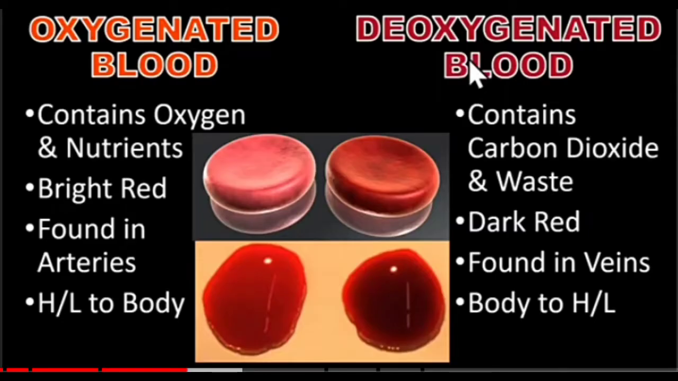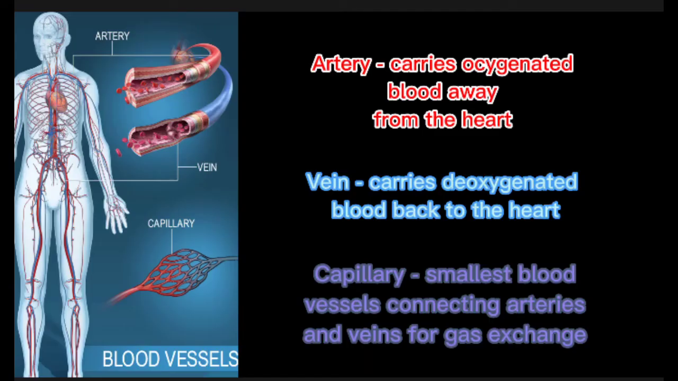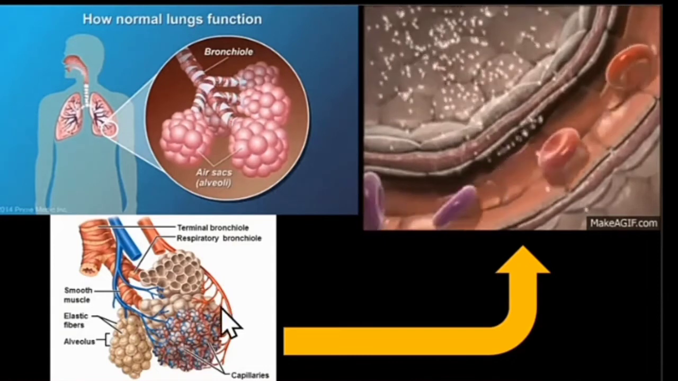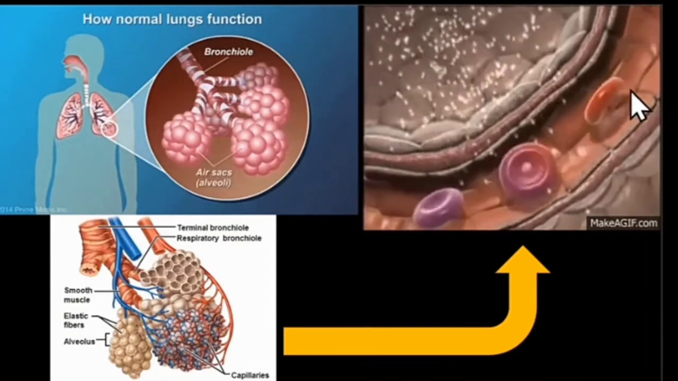Oxygenated blood contains oxygen and nutrients, is bright red in color, and is found in the arteries, while deoxygenated blood contains carbon dioxide waste, is dark red in color, and is found in veins. Arteries carry oxygenated blood away from the heart, veins carry deoxygenated blood back to the heart, and capillaries are for gas exchange. We see here that oxygen is given to the red blood cells in the alveoli.